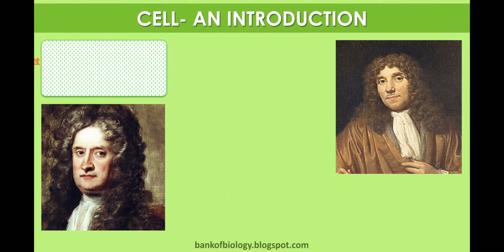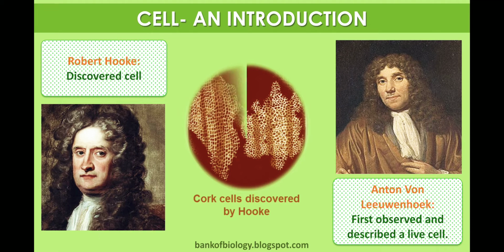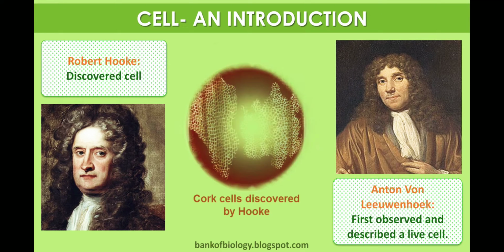The cell was discovered by Robert Hooke, a scientist who discovered the cell using cork. You see the cork, and there is a structure like a honeycomb, and then the cell was discovered by Robert Hooke. After that, Anton von Leeuwenhoek first observed a live cell in a microscope and described it.